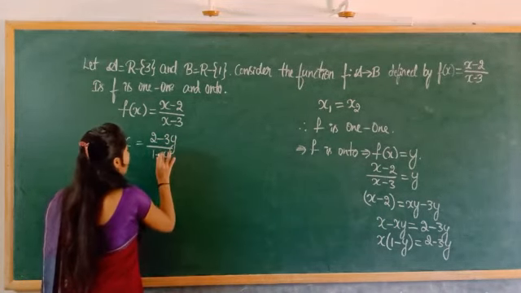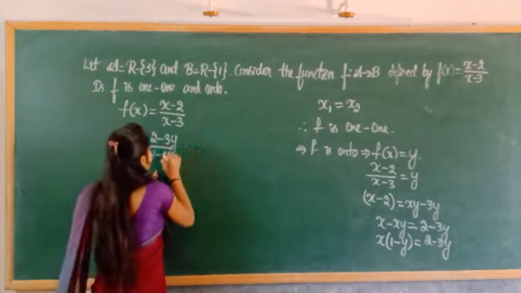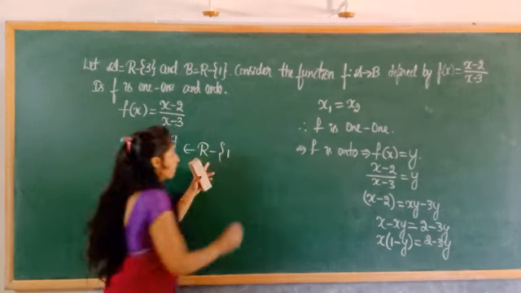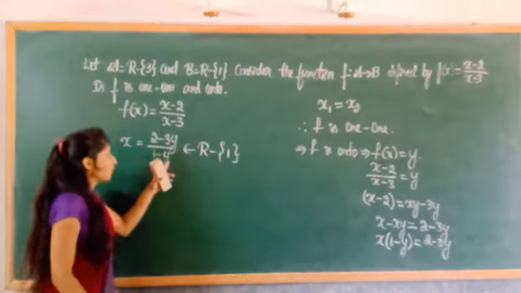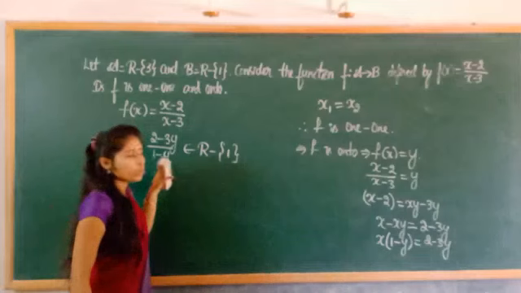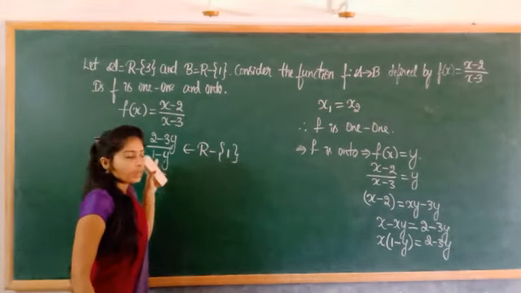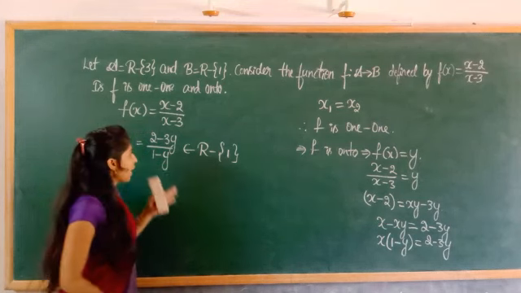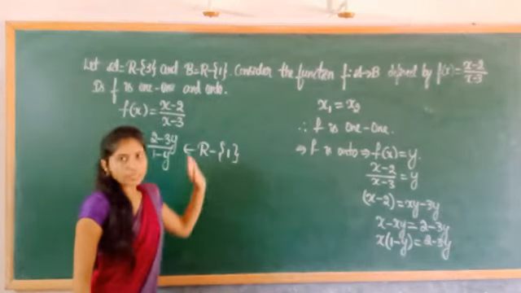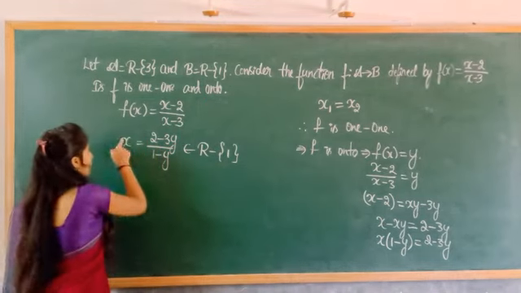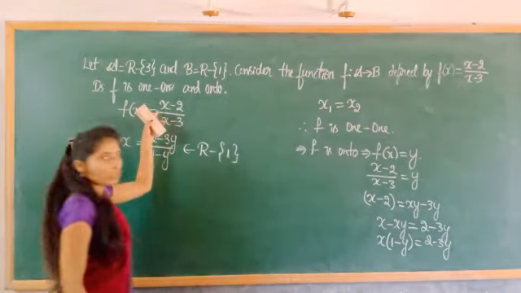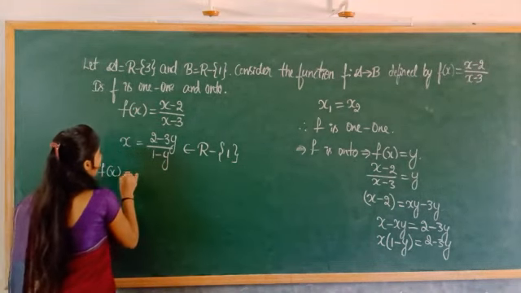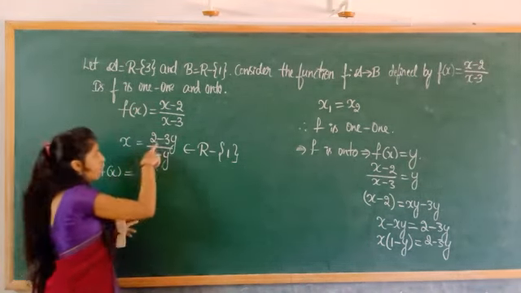Okay, this is the value of x, where y belongs to real numbers excluding 1, right? In the denominator, in place of y, if I put 1, it is 1 minus 1, which is 0. If the denominator is 0, the term is undefined. So we have taken real numbers excluding 1 here. Okay, we get the value of x. Now this x we substitute in f of x. Then f of x is equal to, in place of x we substitute this value, right?